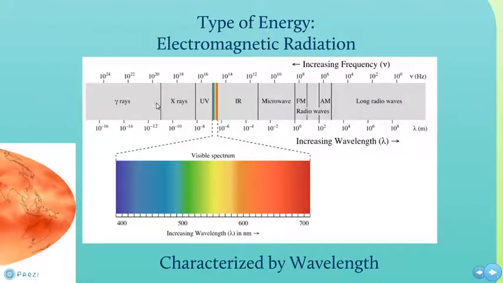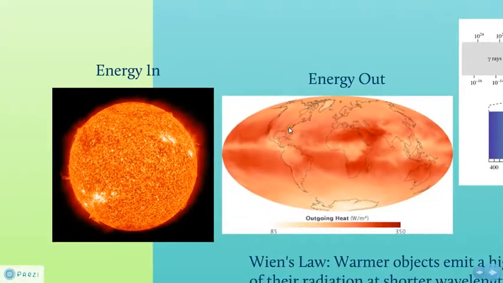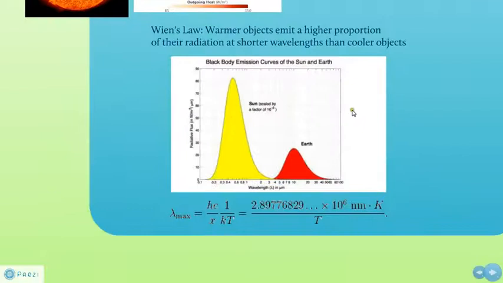And so when it comes to the situation that we're talking about with the Earth here, energy in comes from the sun, so this is electromagnetic radiation from the sun, and energy out comes from the Earth. And so there's a very important difference between the energy that comes in from the sun and the energy that goes out by the Earth, and that is expressed in Wien's Law.